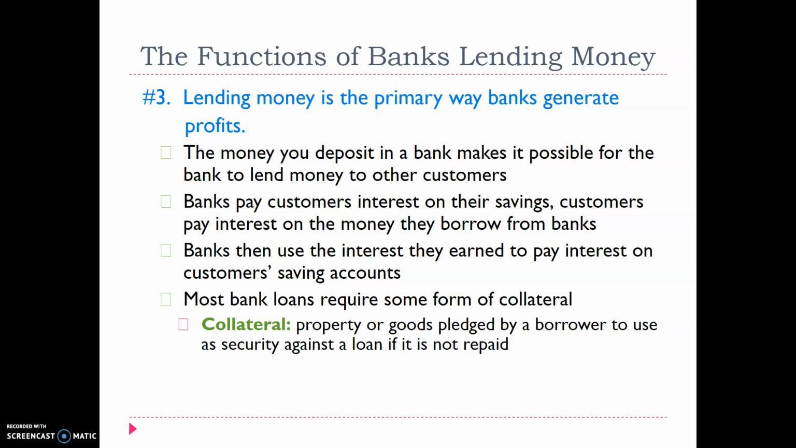And collateral just means that there's property or goods that are pledged to the lender as security against a loan. And all that means is that if you have a loan on a house, your house serves as collateral. So if you don't pay your mortgage, the bank could seize your house. Same thing with a car. If you have a loan on your car, your car serves as collateral, and so if you don't pay your car loan, you could end up having your car seized by the bank.